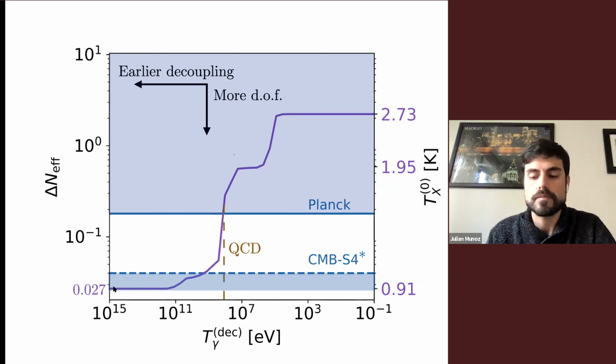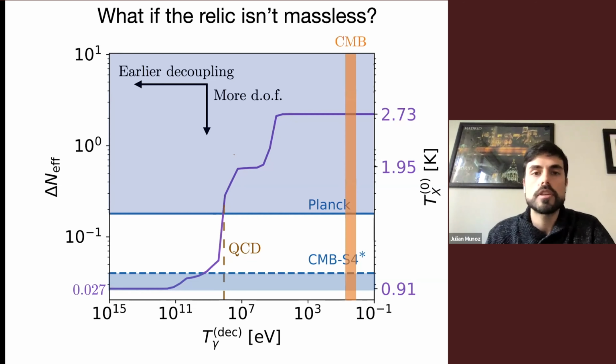in the early universe. So something interesting you can learn is what happens if the relic isn't massless. And as I said, for the case of the CMB, that means what happens if its mass is comparable to its temperature at the CMB, so if its mass is about 1 electron volt or so.